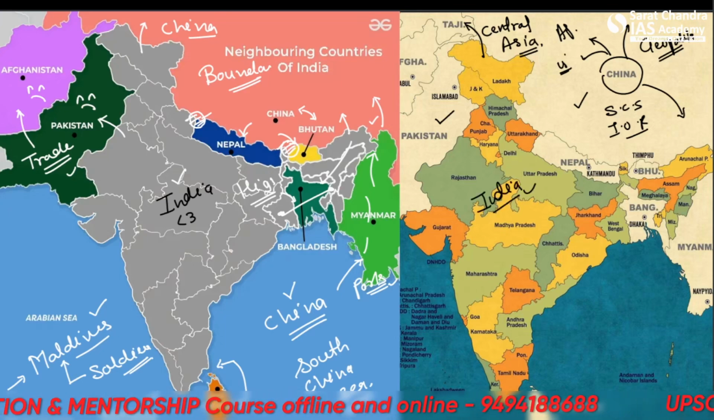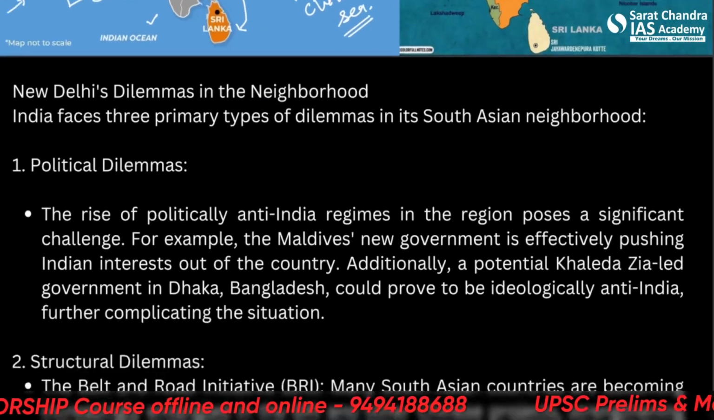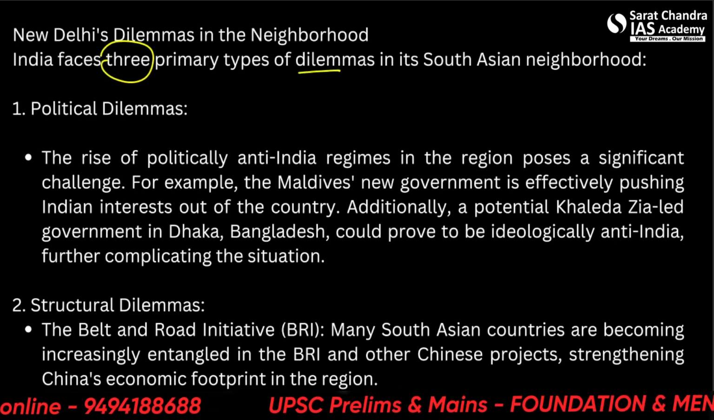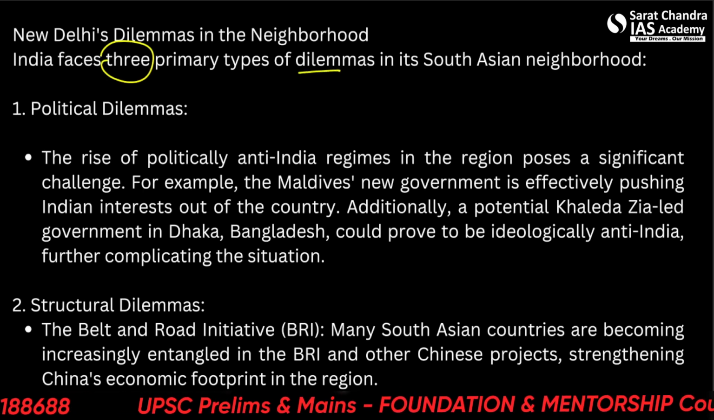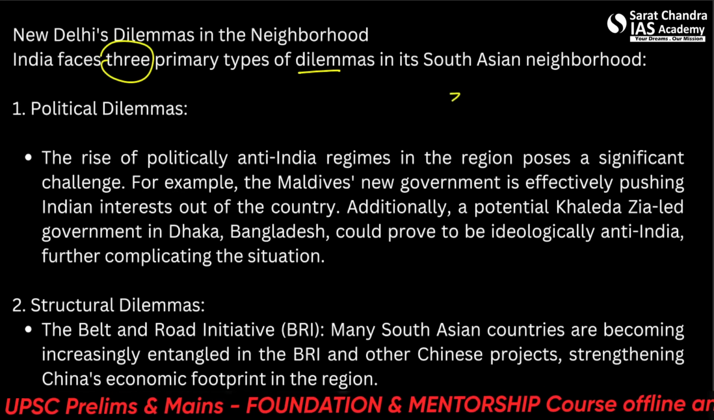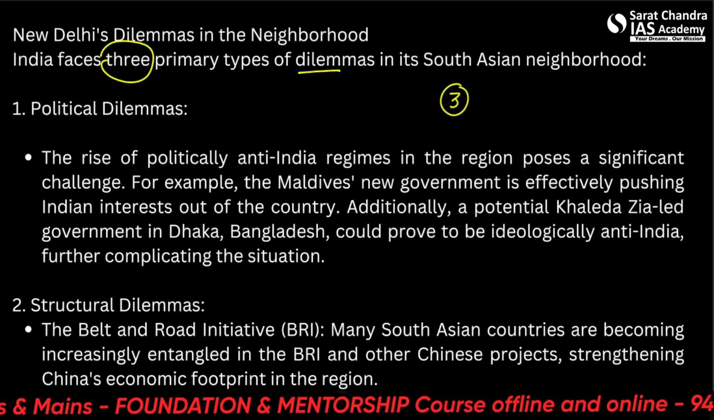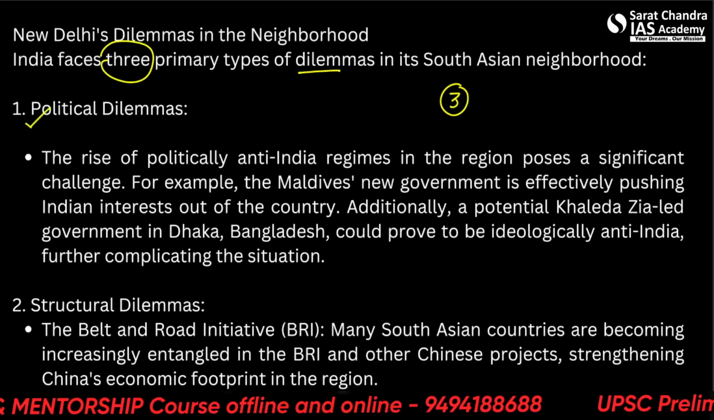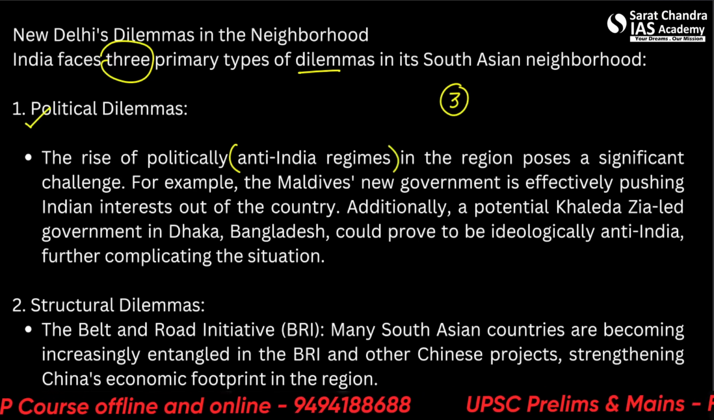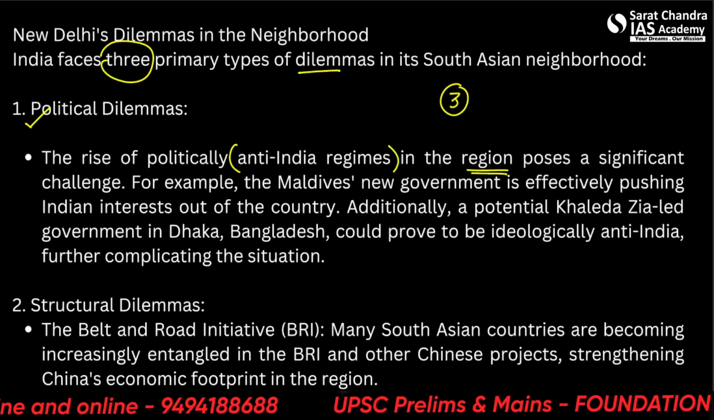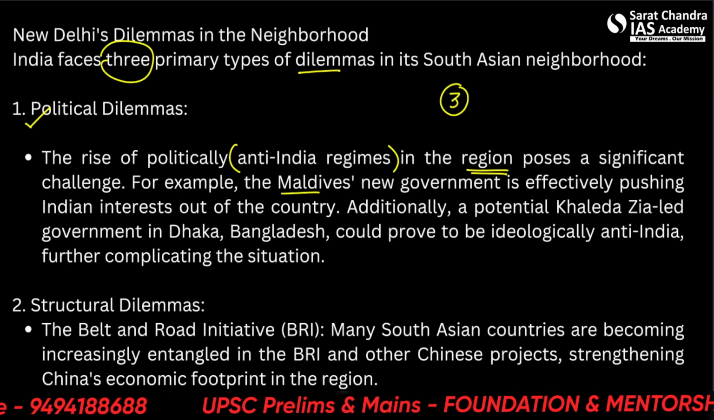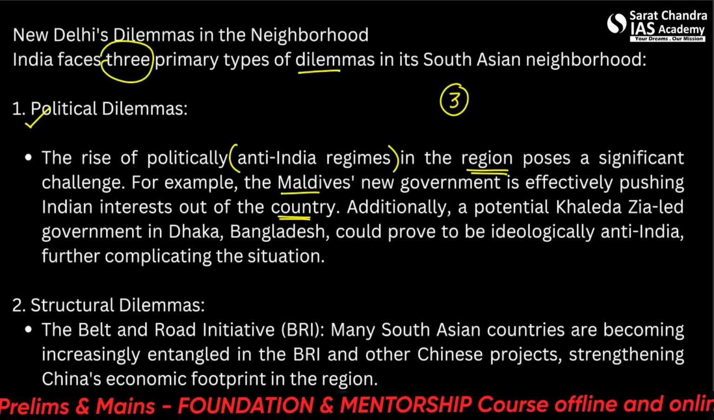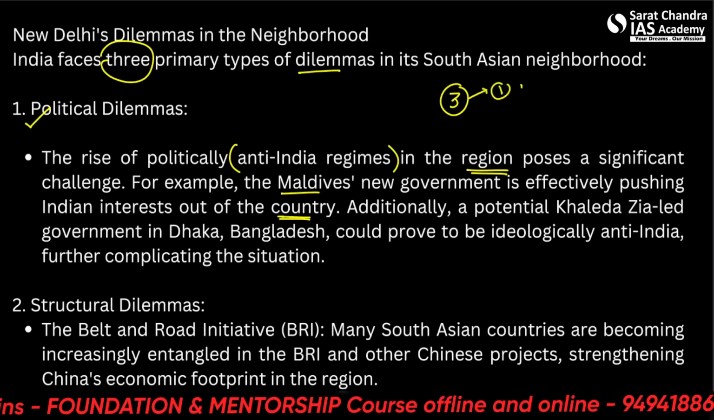Alright, let's move forward. So what are New Delhi's dilemmas in the neighborhood? There are three primary types of dilemmas in the South Asian neighborhood. This is information for our mind map that we have three types of challenges or dilemmas that we are facing. The first one is the political dilemma. The rise of politically anti-India regimes in the region poses a significant challenge. For example, the Maldives' new government is effectively pushing India's interest out of the country. We saw this very recently in current affairs. So one country we are covering here is Maldives.